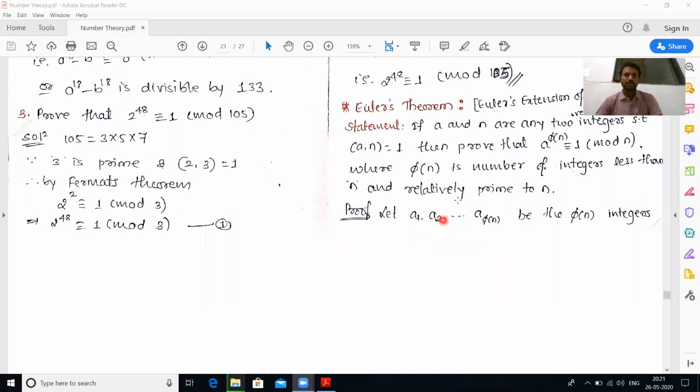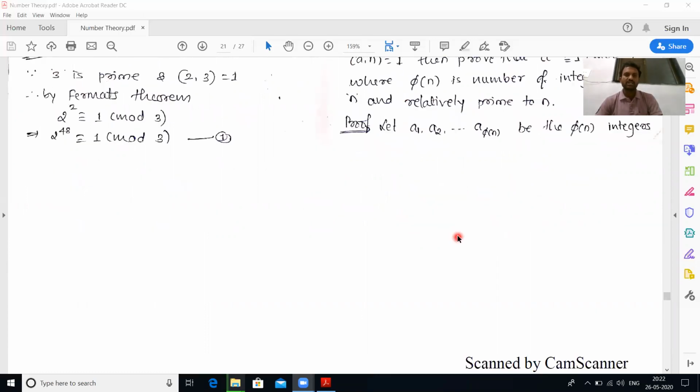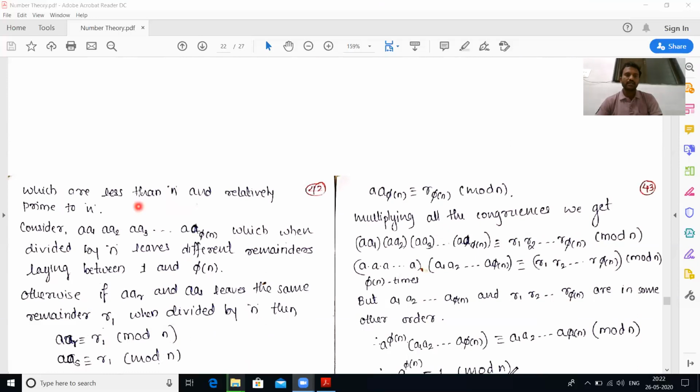We consider the numbers which are less than n and relatively prime to n. Those numbers we will call a1, a2, a3, and so on up to a phi of n. These are phi of n in number because we have studied the Euler phi function, that is, the number of integers less than n and relatively prime to n is denoted by phi of n. So a1, a2, a3, up to a phi of n are the phi of n integers less than n and relatively prime to n.